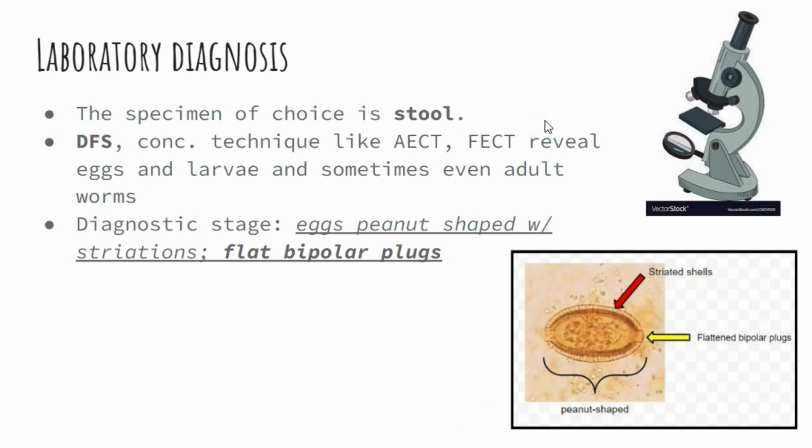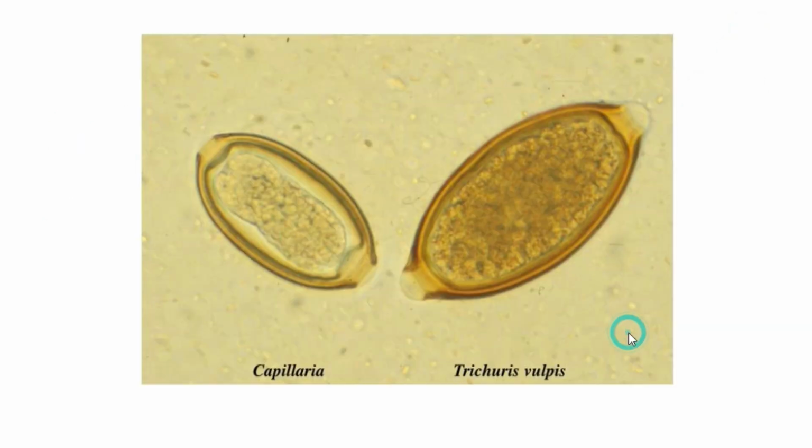Lab diagnosis, the specimen is stool, commonly direct fecal smear. Additional lang po yung mga concentration techniques. And diagnostic stage again is the egg: peanut shape with striation with a flat bipolar plug. Again, that's flat bipolar plug.